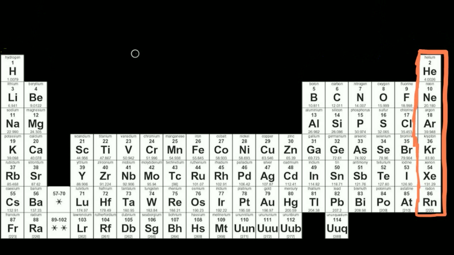Actually, I don't really need those two right there, so I'm going to clear them out. The first thing we want to talk about is this group over here, all the way on the right. The elements in this group are called the noble gases. The most noticeable trait about the noble gases is that they are incredibly inert: they don't like to bond with any other elements at all.